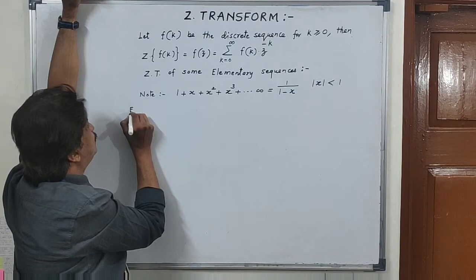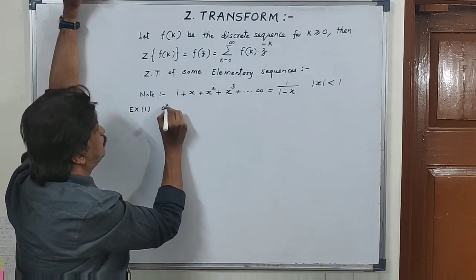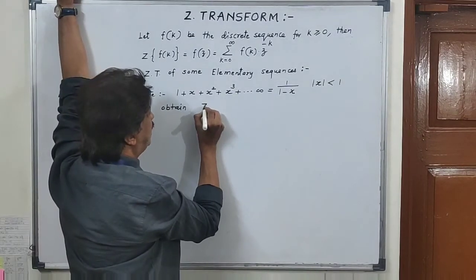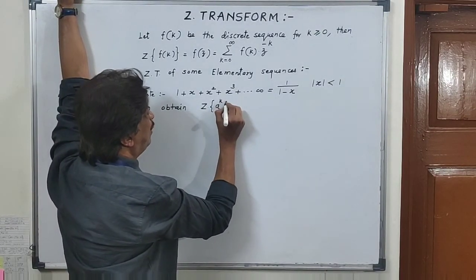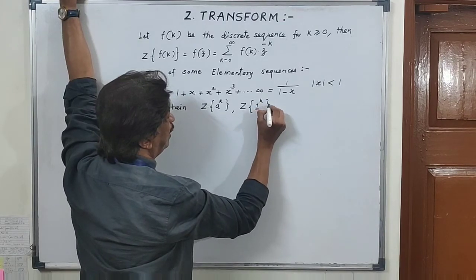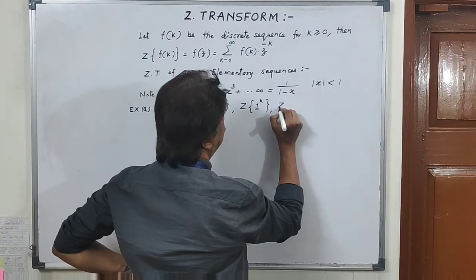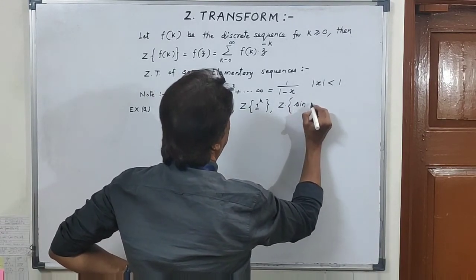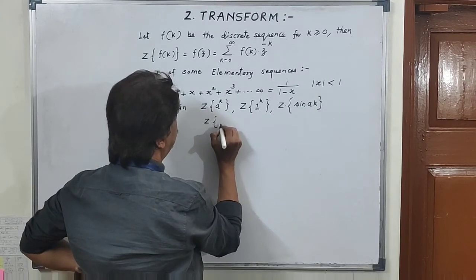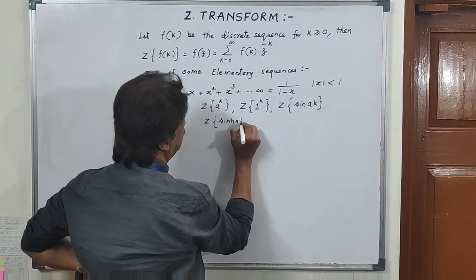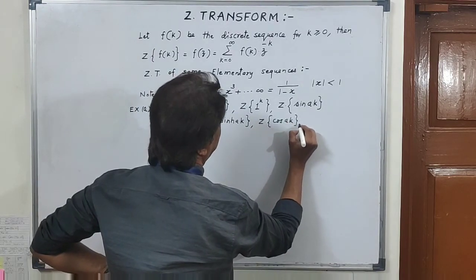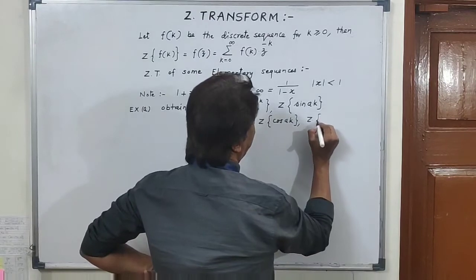So, example number 1. Example A. Obtain the Z transform of a raised to power k, the Z transform of 1 raised to power k, the Z transform of sine of ak, the Z transform of sinh of ak, the Z transform of cos of ak, and the Z transform of cosh of ak.